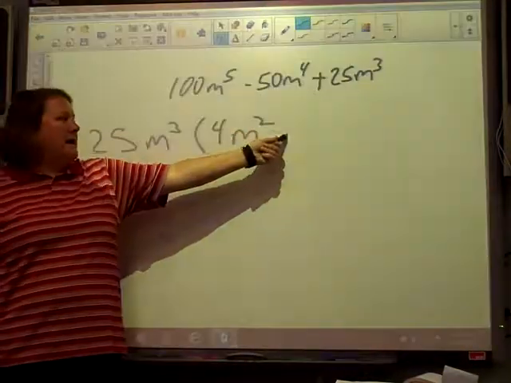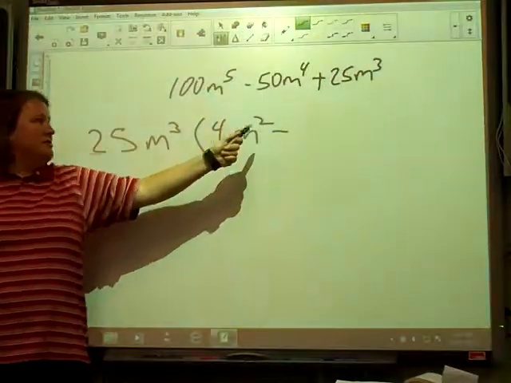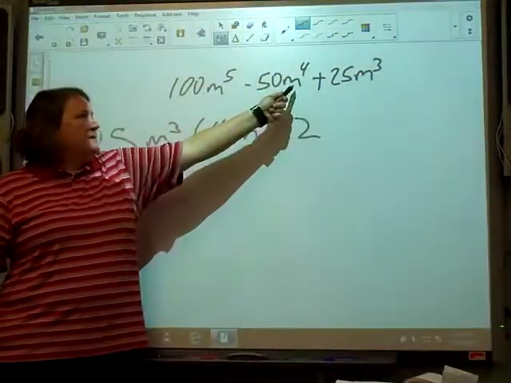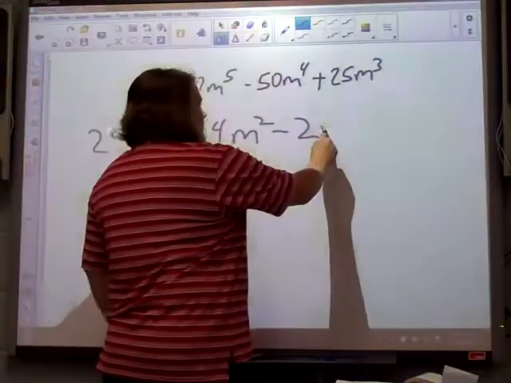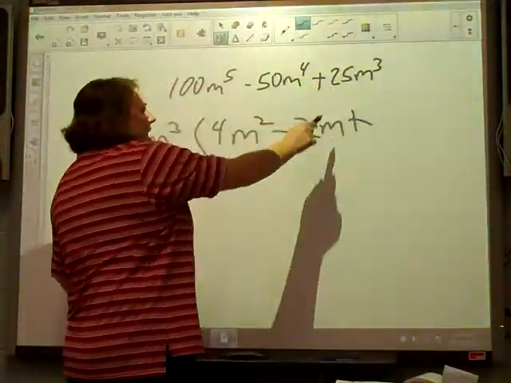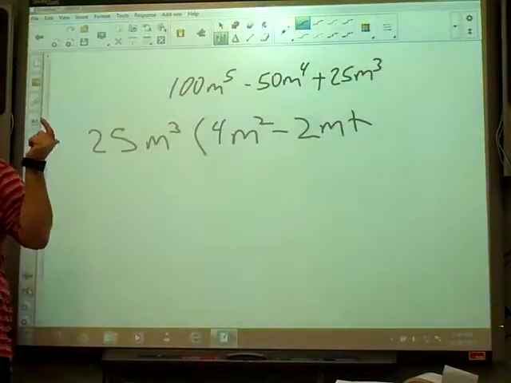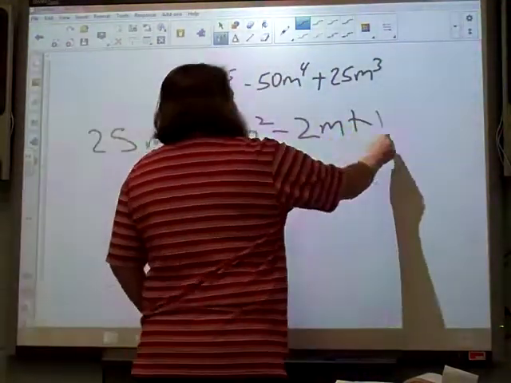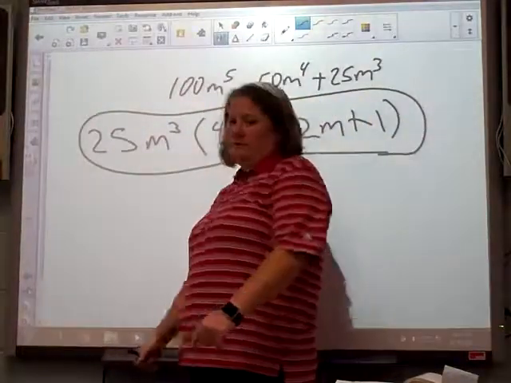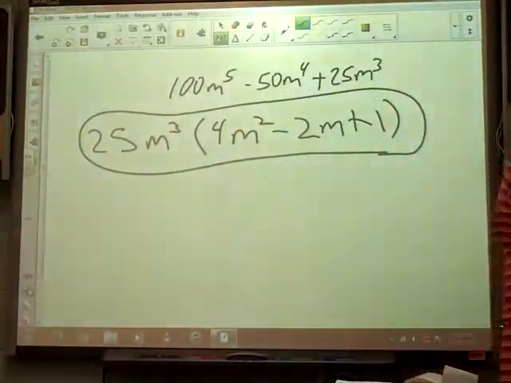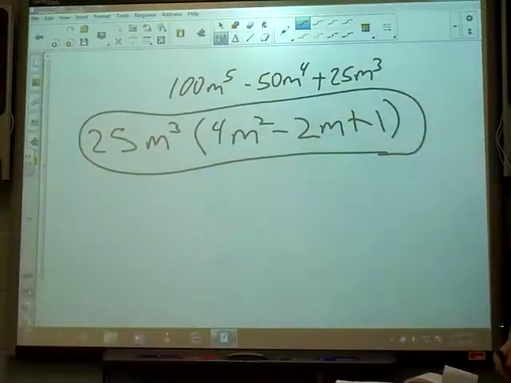Got a minus sign. 50 divided by 25 is 2. It wasn't M to the fourth, and we took an M cubed out, so we got an M. Very good. What is 25M cubed divided by 25M cubed? 1. Something like that. Okay. Everybody all right?